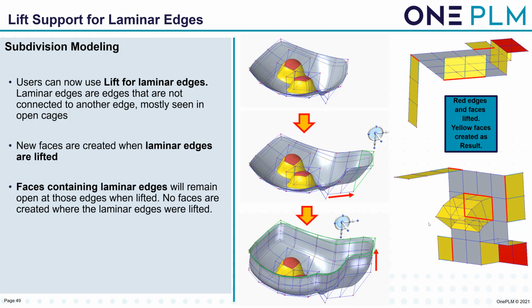We've also got lift support for laminar edges. If you've ever done surfacing, you might use a ruled surface. So it's kind of like a ruled surface, but within this command. New faces are created when laminar edges are lifted. Faces containing laminar edges will remain open at those edges when lifted. No faces are created when the laminar edges are lifted on those parts. You can see in the example, the red faces are the faces that have been lifted. Yellow faces have been created as a result of that lift in that direction.